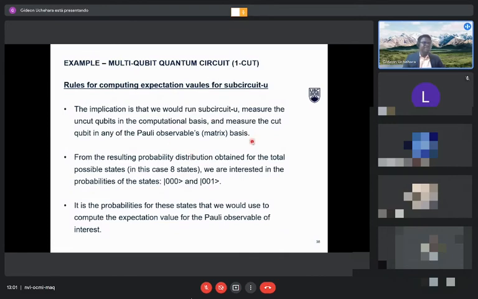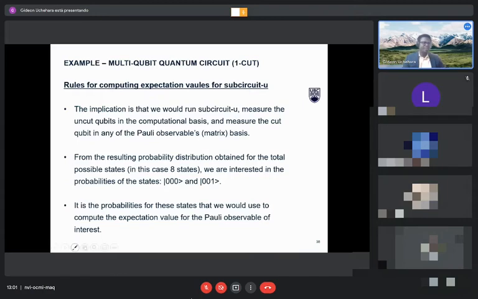The implication is that we would run a circuit to measure the uncut qubits in the computational basis and measure the cut qubit in the Pauli X basis that we are initializing to. The point is that because we have some uncut qubits in subcircuit U, those qubits will be measured according to the computational basis, not according to an expectation value.